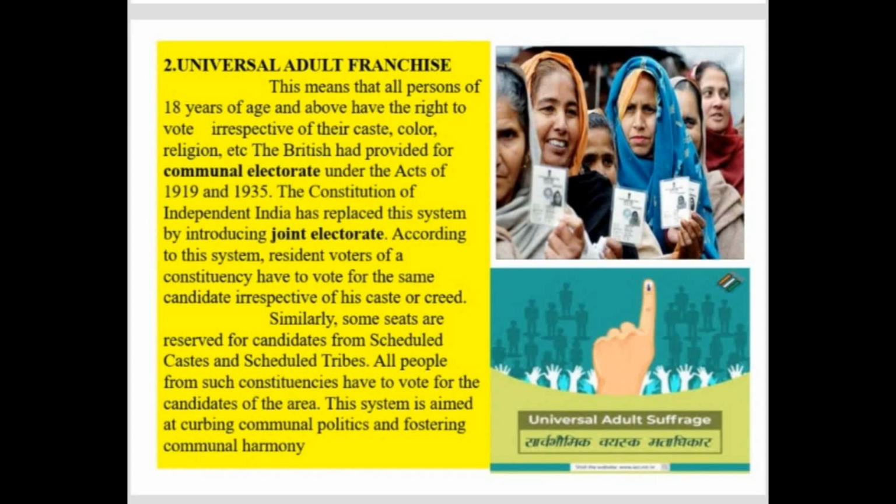The British used to make laws every alternate year or two or three years, and they were called by different names. Among such laws or acts, 1919 and 1935 are very important for our Constitution. We have even discussed them. Here the British followed communal electorates. That means a candidate belonging to a particular religion would only be allowed to contest the election.